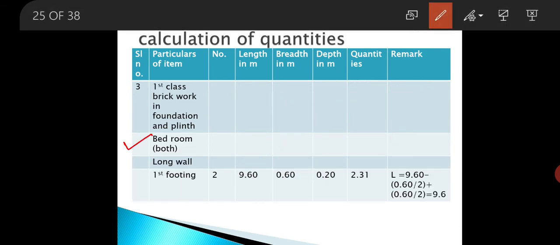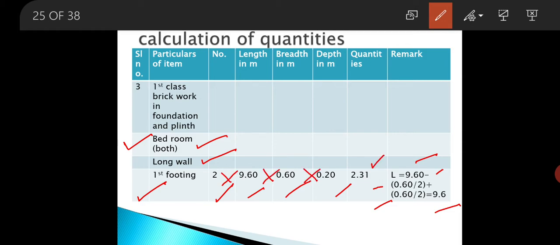So, first write down the second part, that is bedroom, both long wall, first footing. Number of long wall is 2. Length is with the center to center length of 9.6. Subtract half of the width of the first footing and add half of the width of the first footing. So, the result will remain 9.6. Breadth is 0.6, depth is 0.2. So, by multiplying these 4, we will get the net quantity as 2.31 cubic meter.